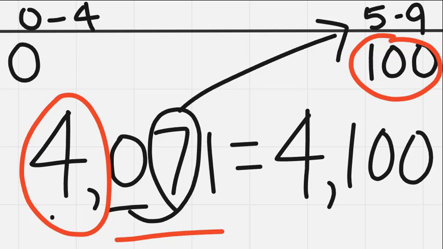In this lesson, we learned how to round to the hundreds place value in large numbers.